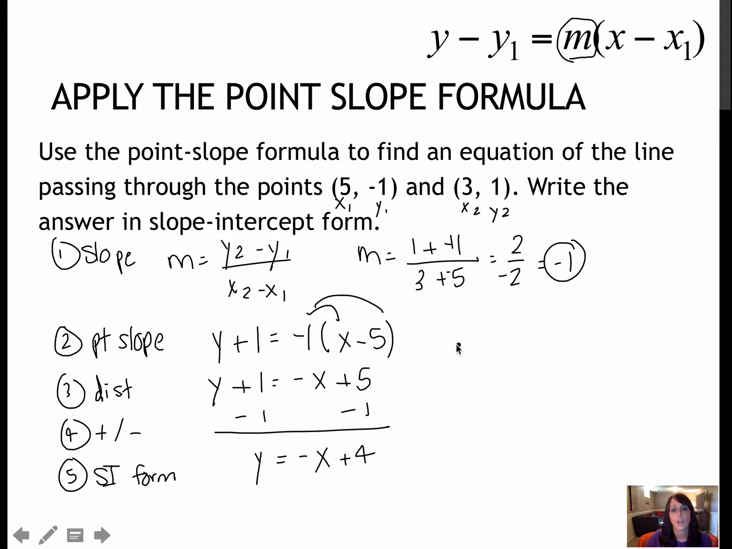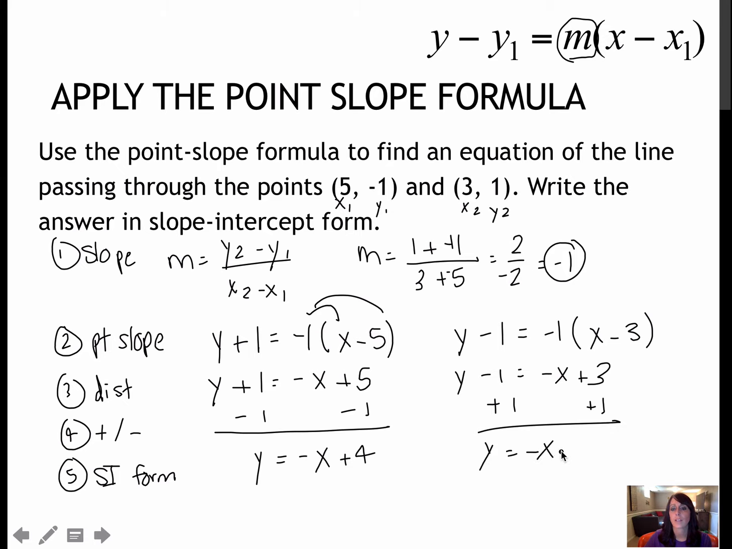I'll go ahead and do it with you on this one. So y minus the y value equals the slope, x minus the x value. That would give me negative x plus 3. I would add 1 to each side and get y equals negative x plus 4. So same thing, pick whichever point you're most comfortable with.